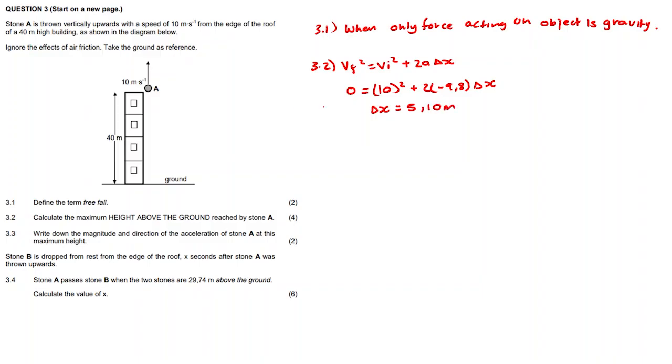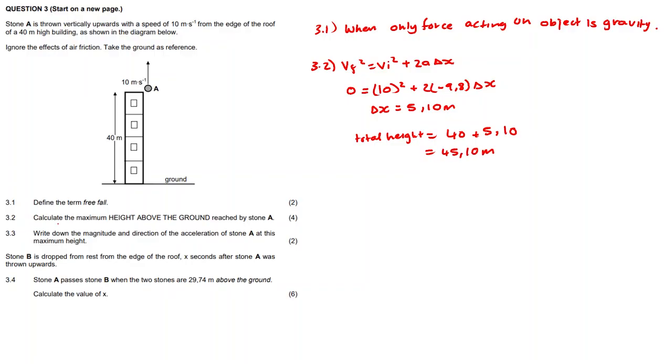And we rearrange and solve, we get delta x to equal 5.10 meters. And since it says height above the ground, we need to add the height of the building. So total height equals 40 plus 5.10, and we get 45.10 meters above the ground.